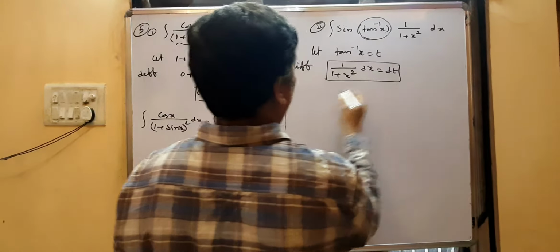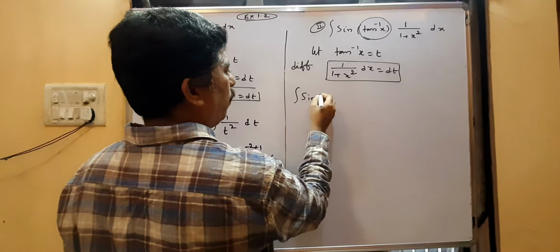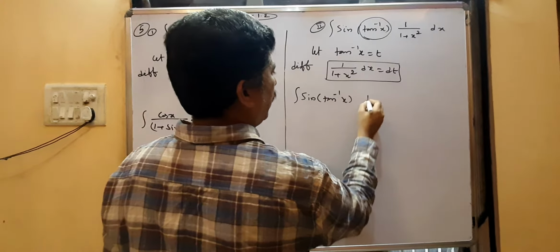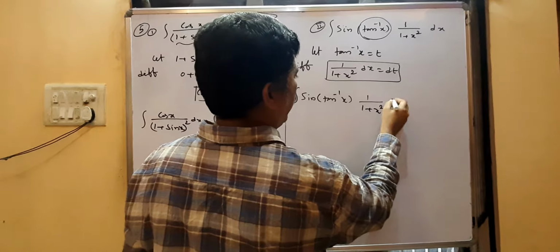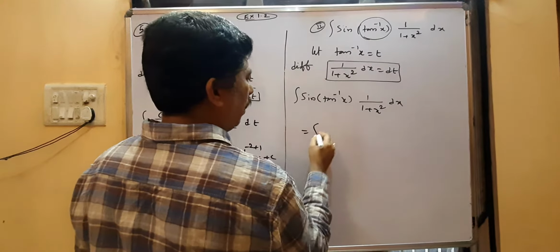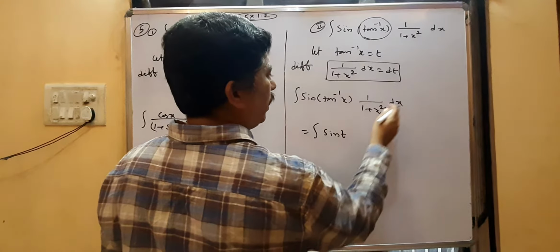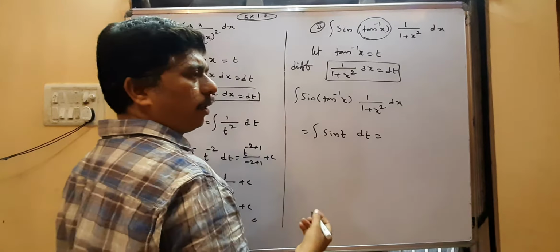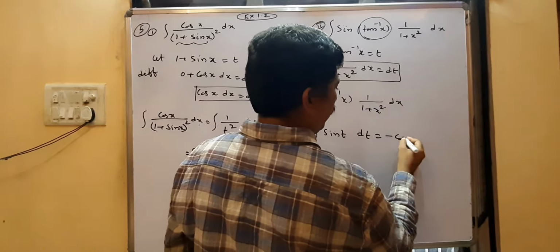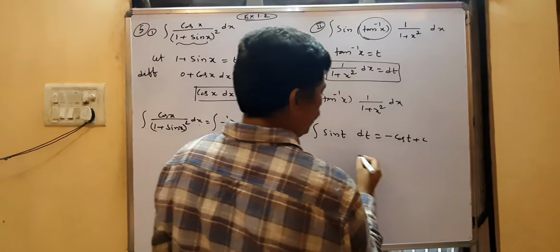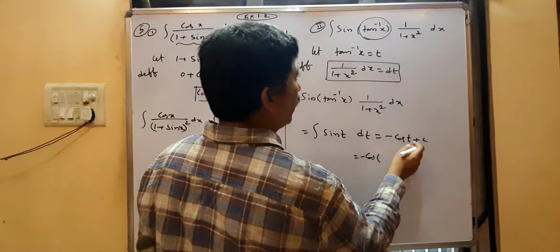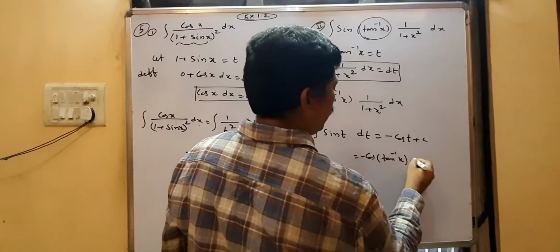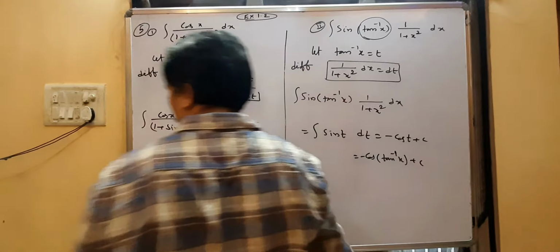Then this becomes the integral of sin of tan inverse x into 1 by 1 plus x square dx. This is the integral of sin t dt, since dx by 1 plus x square is dt. Integral of sin is what? Minus cos t. Very good. Plus c. That is minus cos of t, nothing but minus cos of tan inverse x plus c. Copy it.